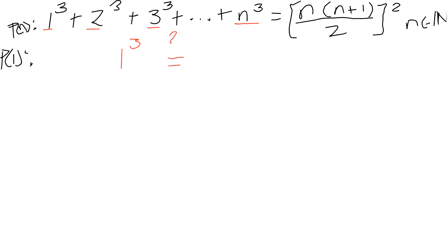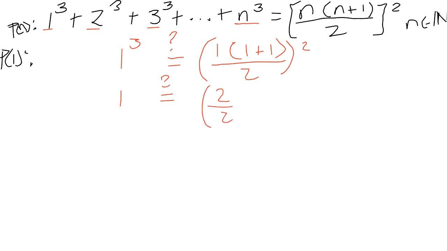We're going to replace all the n's with 1. So it's going to be 1 times 1 plus 1 over 2 all squared. I want to see if those are equal. On the left, we just have 1 cube, 1. On the right, at the top, we have 1 times 2, so that's just 2 over 2, and it's squared. So obviously we can see that the left side is equal to the right side. So it is true for n equal 1.